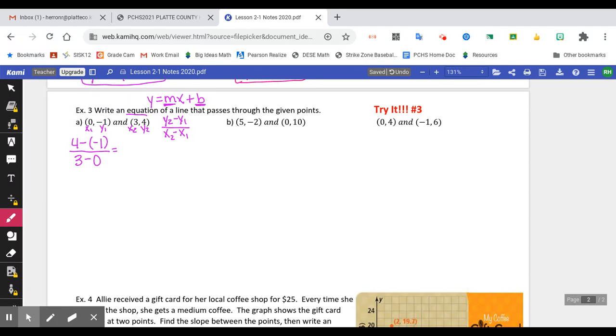These two right here become a positive. So 4 plus 1 is 5. 3 minus 0 is 3. And here's my m. So there's one piece. Now I need the b.